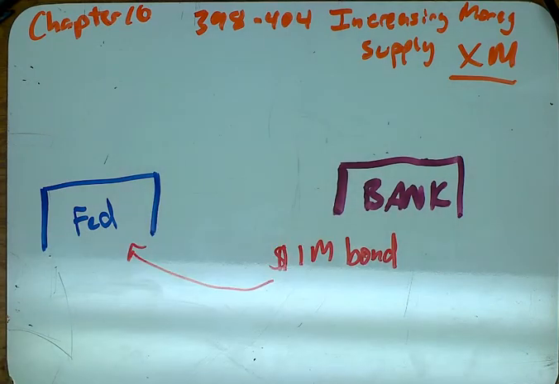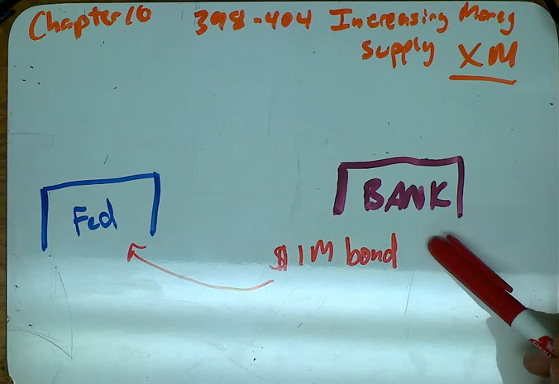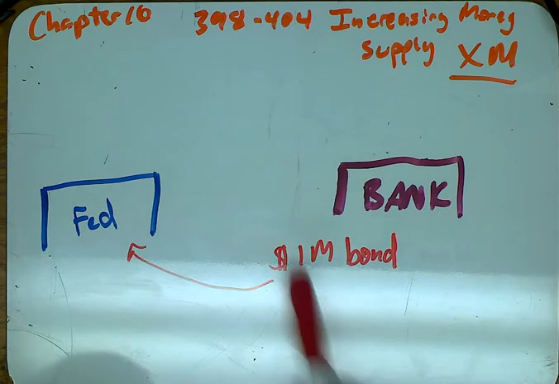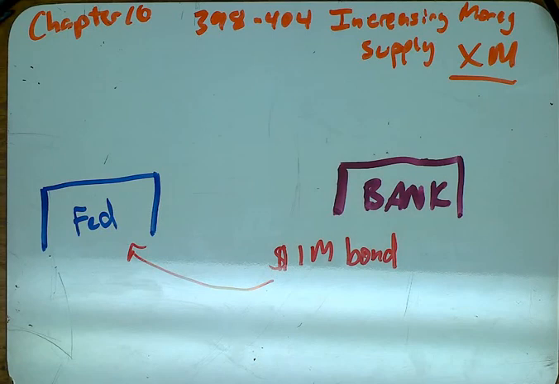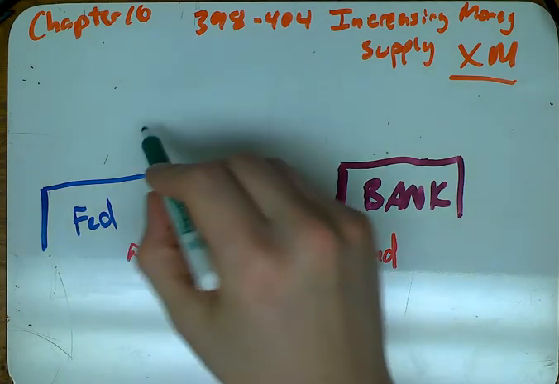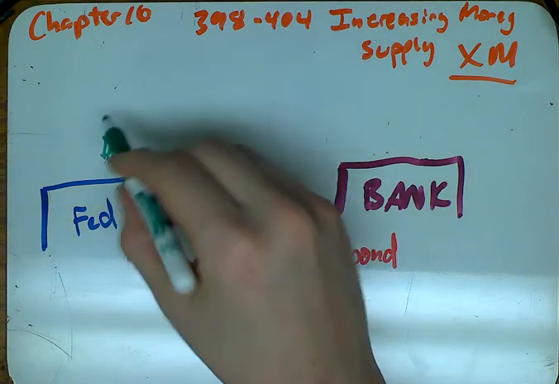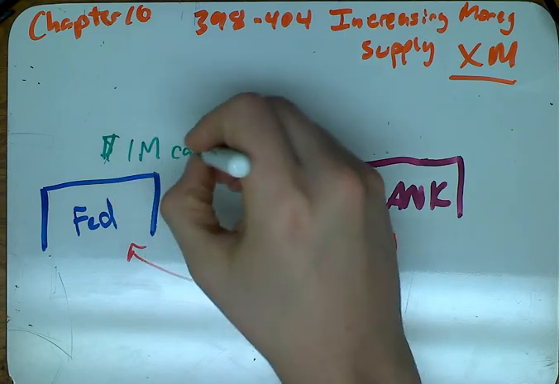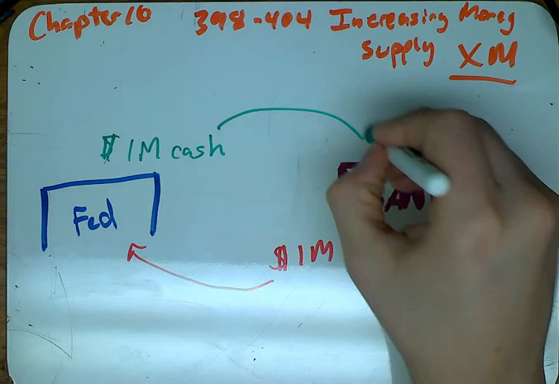Now, why would the bank do that? Maybe the Fed is going to give them a good price on this bond. Maybe for this $1 million, they're going to give them a little bit more. Maybe they're going to give them better interest on it. But anyways, let's just assume that it's equal in this case. What the Fed does is then they will give them what the Fed has, which is money. $1 million in cash money. They'll give it to the bank.